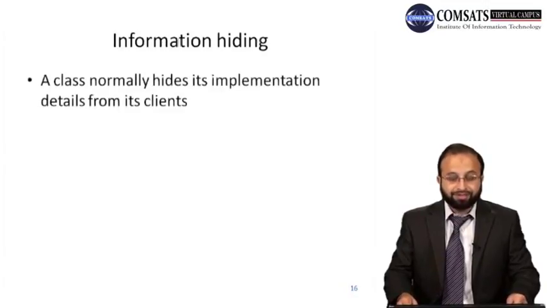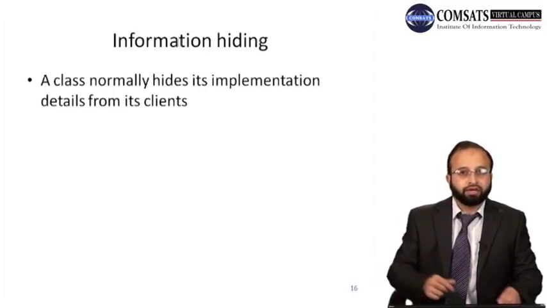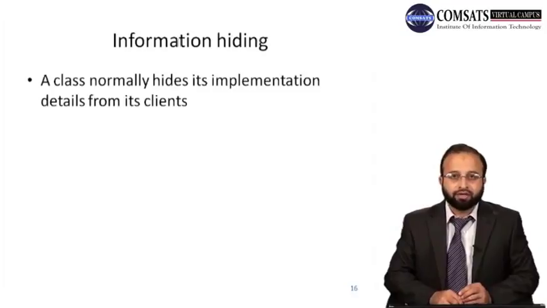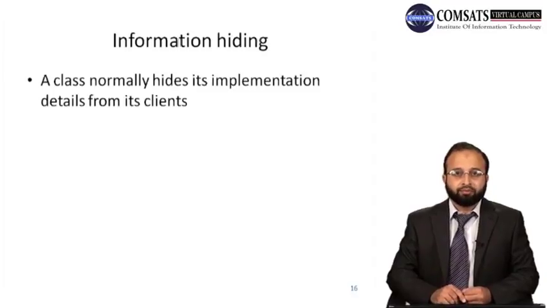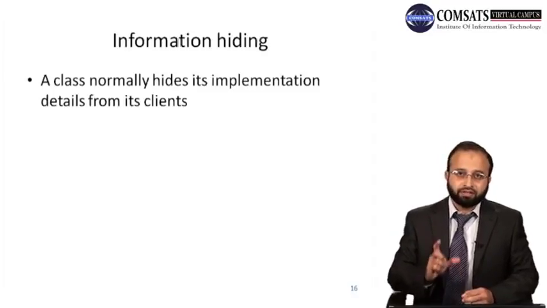A class normally hides its implementation detail from its client. Basically, in the previous course we have seen this concept as well. When we create a function, right, we say that the task performed by that function becomes the definition of that function, or the body of the function, right? And we just tell the user or the client or the programmer the prototype of the function, that this is the function.